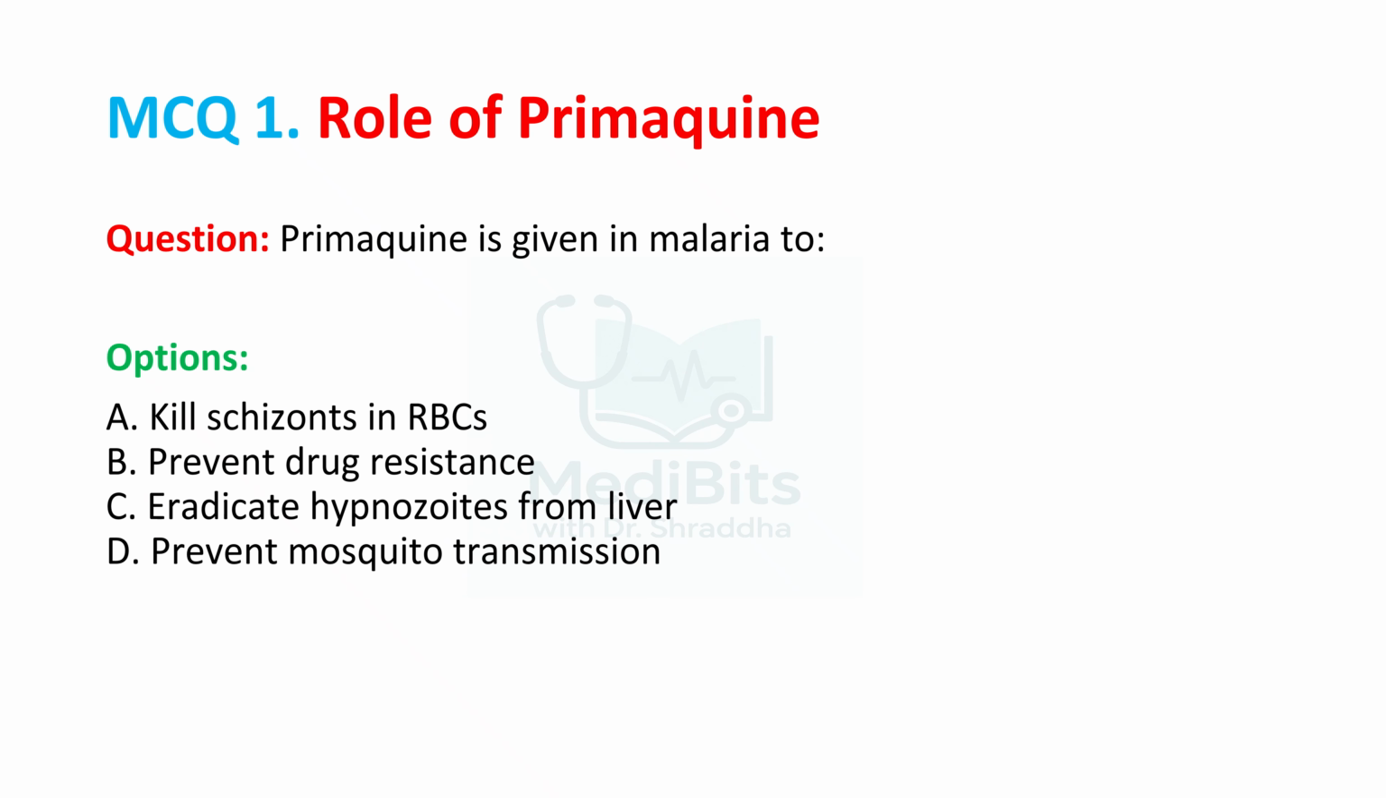So students, now we start with NEET PG style MCQs. First MCQ concerns the role of primaquine. Question is, primaquine is given in malaria to: A. Kill schizonts in RBCs, B. Prevent drug resistance, C. Eradicate hypnozoites from liver, and D. Prevent mosquito transmission.